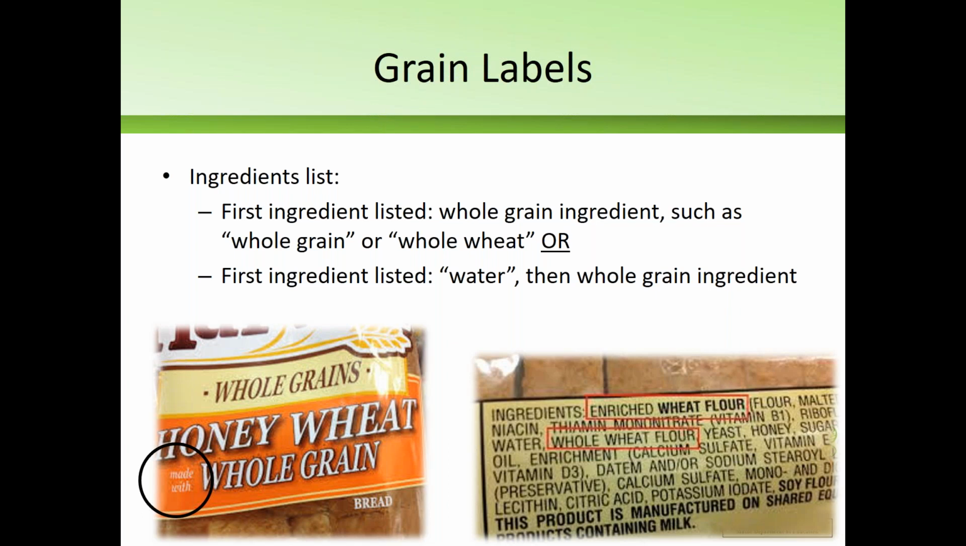Be sure to check ingredient labels carefully, as packaging can be deceiving. With the example provided, the package says made with whole grains. When you flip it over, the first ingredient is enriched wheat flour on the ingredients list. Based on the first ingredient listed, would you consider this product whole grain rich? Yes or no?